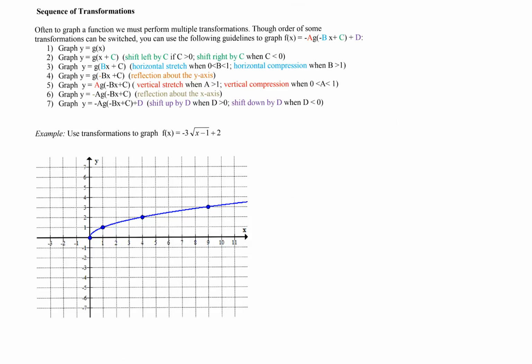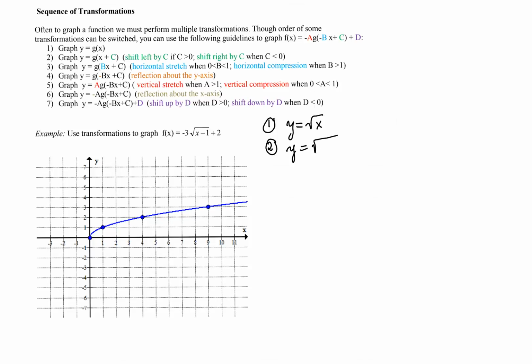Let's look at an example. The function f of x is equal to -3 square root of x minus 1 plus 2. We can see that these are transformations of the function square root of x. So the basic function is the square root of x. Now we are looking for shift left or right, and therefore replacing the value of x with x plus c or x minus c. And here we have x minus 1, replacing x in the square root.